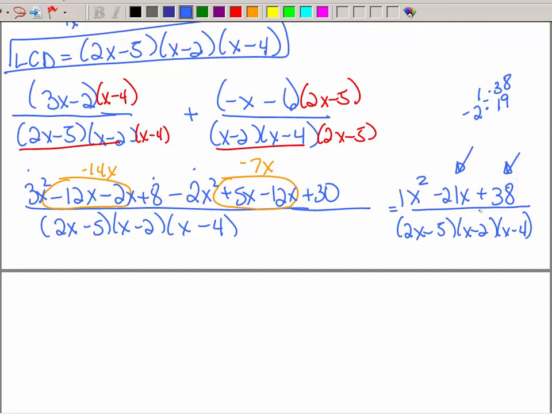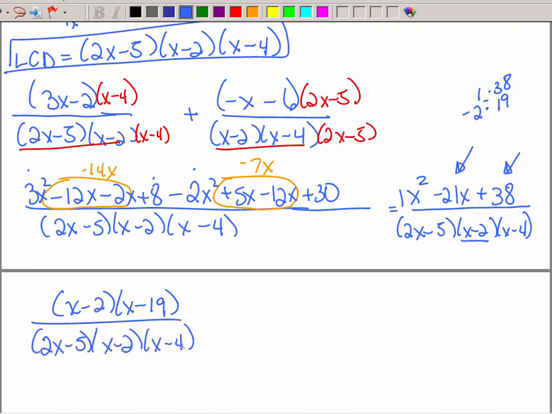So let's keep going. I'm going to factor that as x minus 2 times x minus 19. And I see that x minus 2 in the bottom, so I know that's going to reduce. So I want to now reduce and write down my final answer. And again, just being careful, putting everything in parentheses.